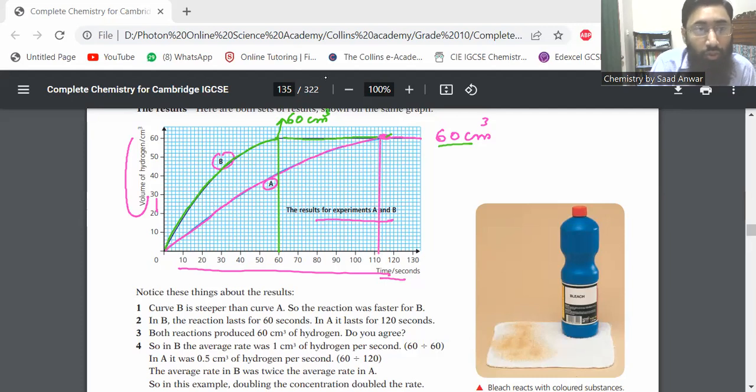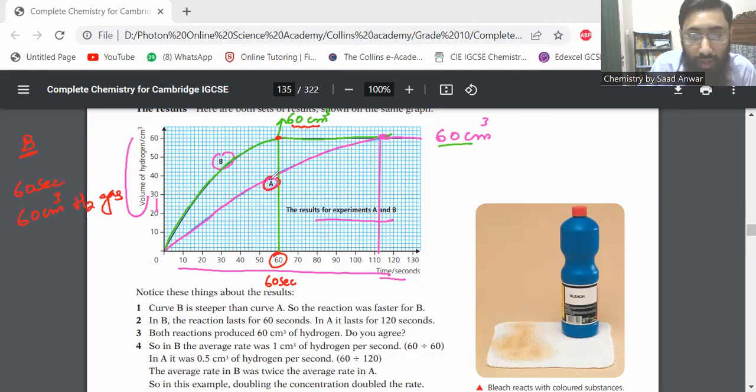So what I am going to explain here: in case of experiment B, 60 seconds is required to produce 60 cubic centimeter of hydrogen gas.